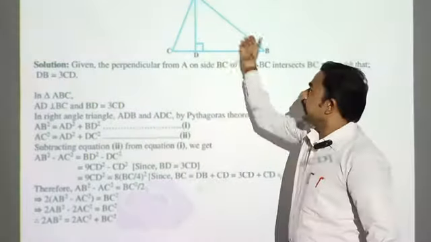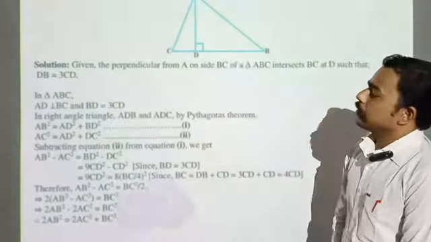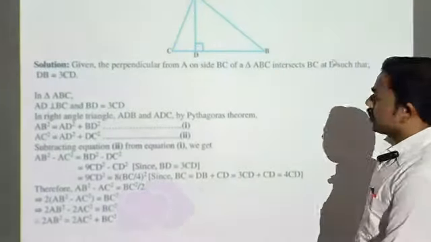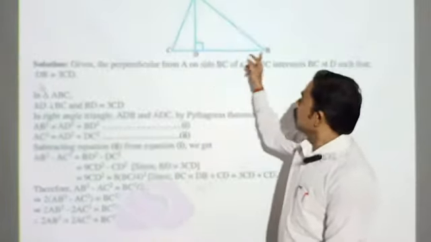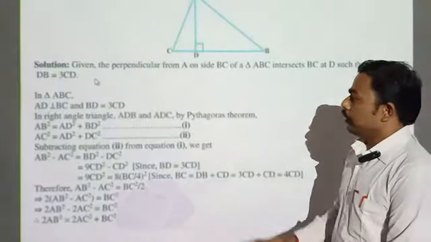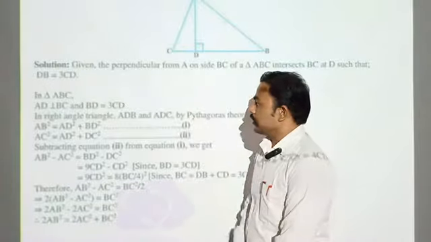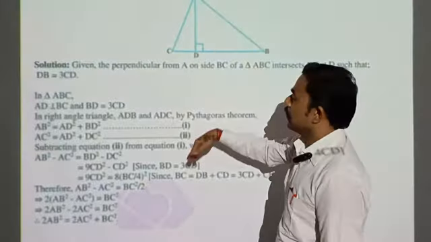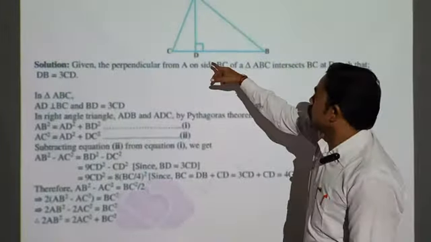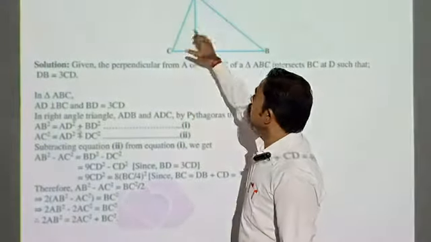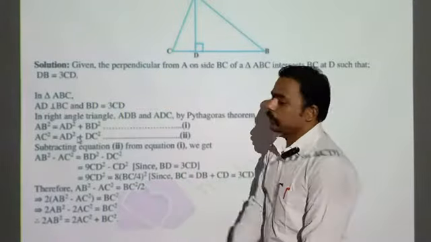Given is a right angle triangle and the condition. The perpendicular from A on side BC of triangle ABC meets BC at D such that DB equals 3 times CD. Now construct this perpendicular and write the condition BD equals 3 CD. In triangle ADB, AB is the hypotenuse, so AB squared equals AD squared plus BD squared. Similarly, in triangle ADC, AC squared equals AD squared plus DC squared.